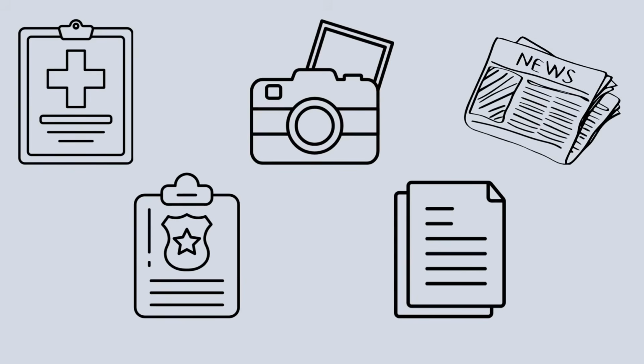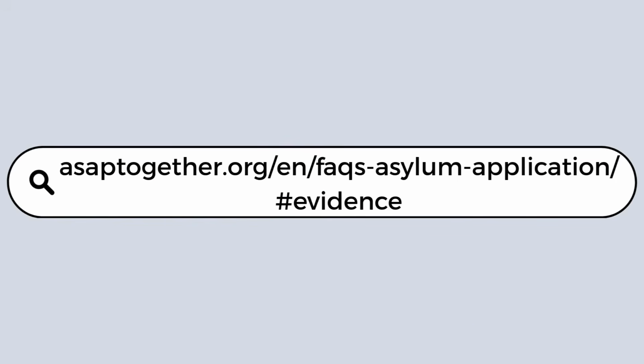Here are some examples: medical records, police reports, photographs, letters or declarations from people who can confirm what you have said in your application, or news articles about the issues that make you afraid to return to your country. These are just some ideas. Different people will have different evidence. You can learn more about the evidence that you can submit to support your asylum case at this webpage. You can also find that link below this video.